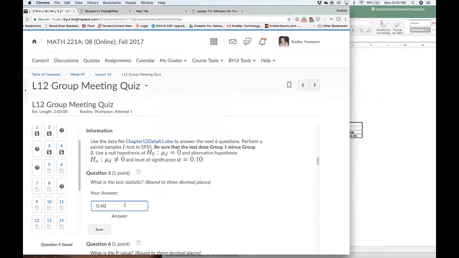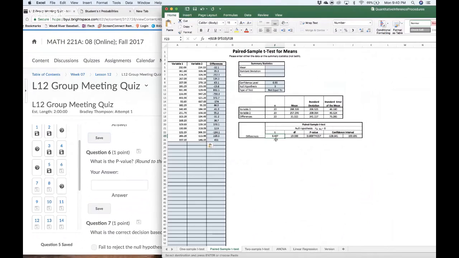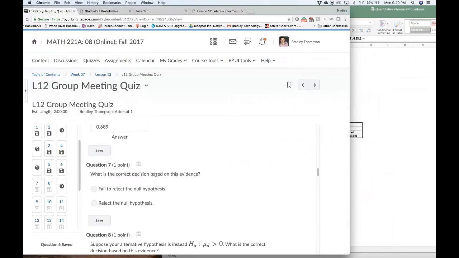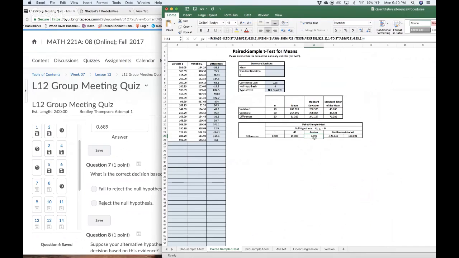0.407. That makes it a lot easier, huh? The p-value is, let's go back down to 0.689. What is the correct decision based on this evidence? So that's above 0.05, so then we would fail to reject. Yeah, I think so. Isn't that what it is? It should be as simple as if this is above a certain value, you could put it in, and Excel should tell us.